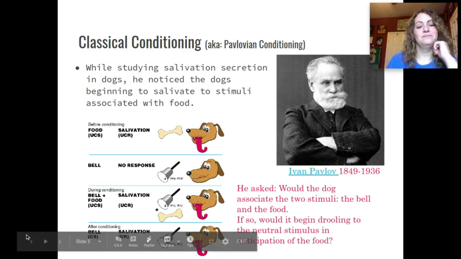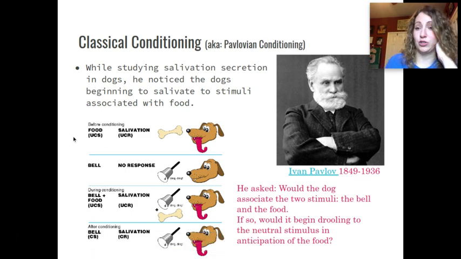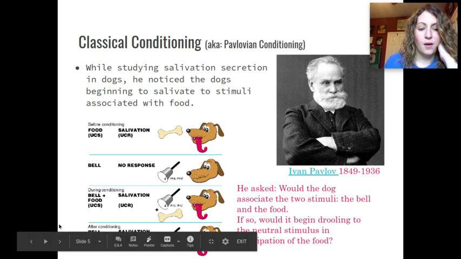So here's what he did. Dogs should naturally salivate to food. It's part of the digestive system that naturally happens. They should have no response to a bell, none at all. But what if he paired something, the bell, with the food? They're naturally going to have a response to the food, but what if he paired it with this neutral thing, this bell?